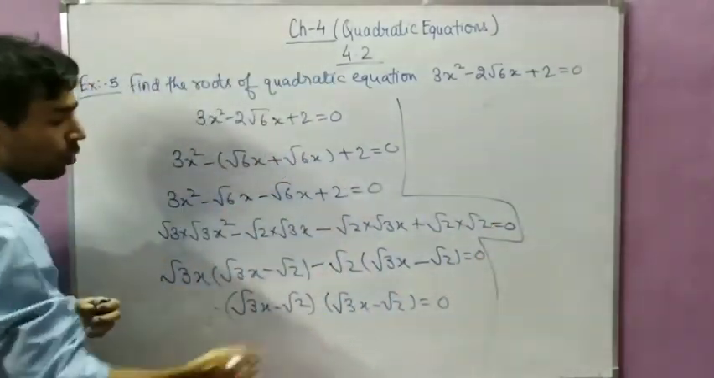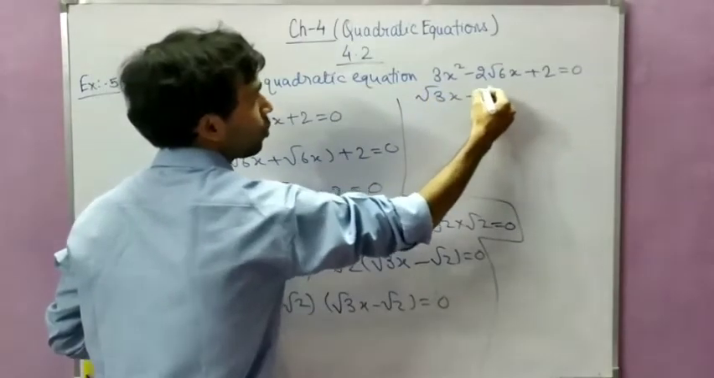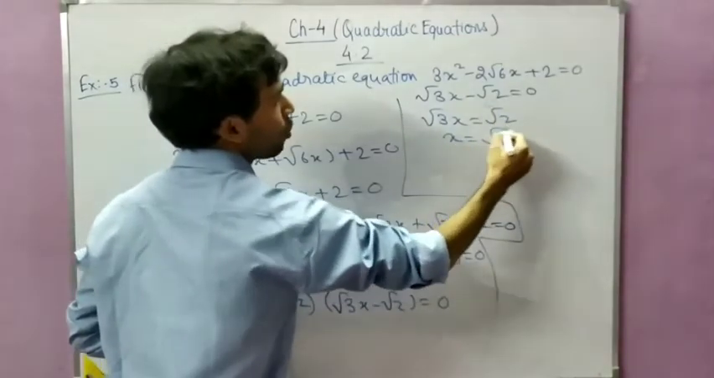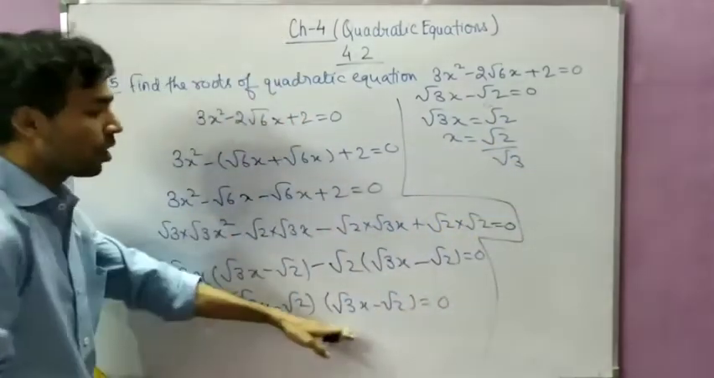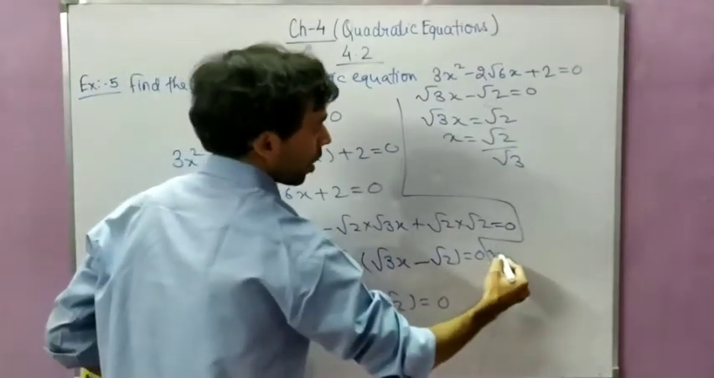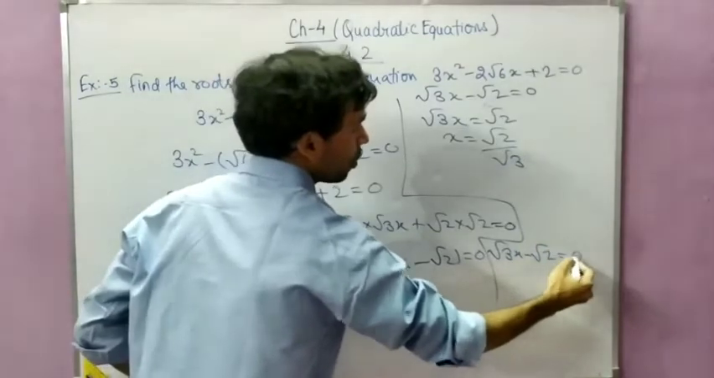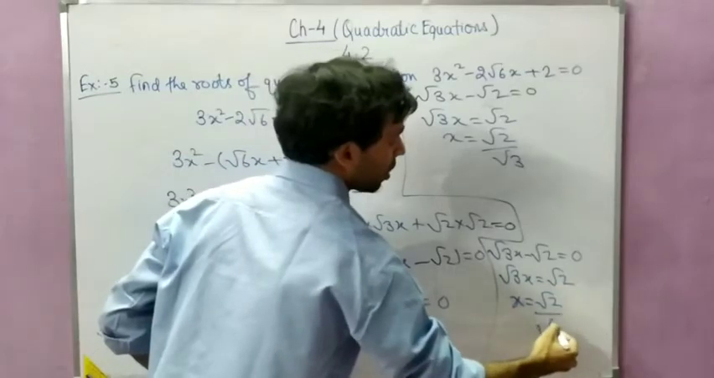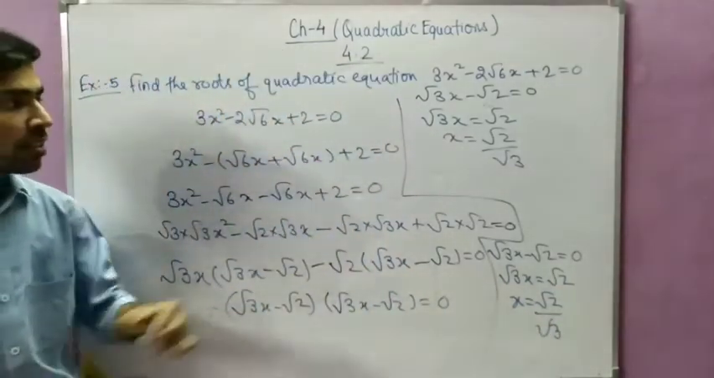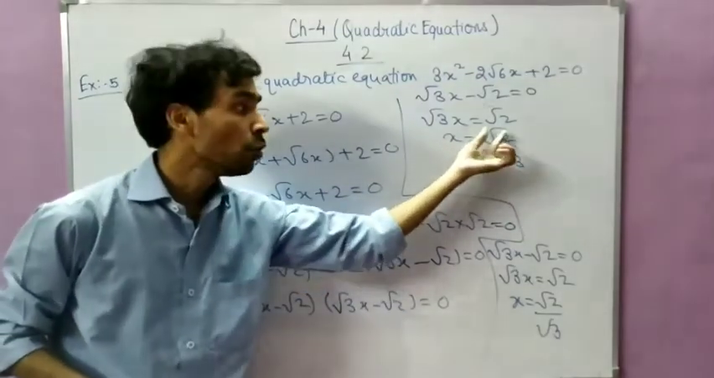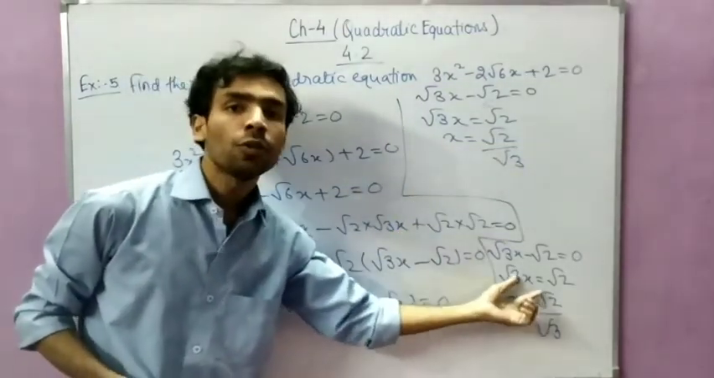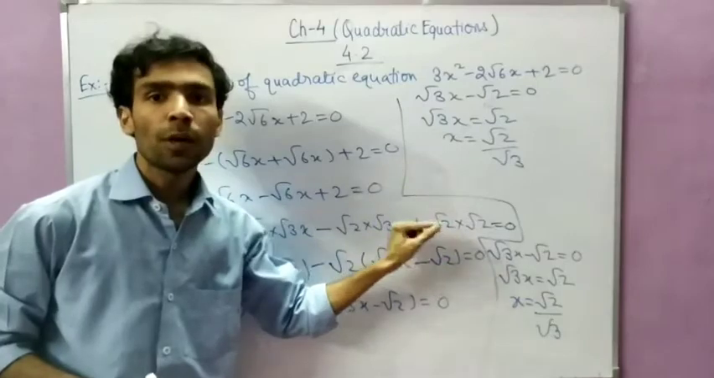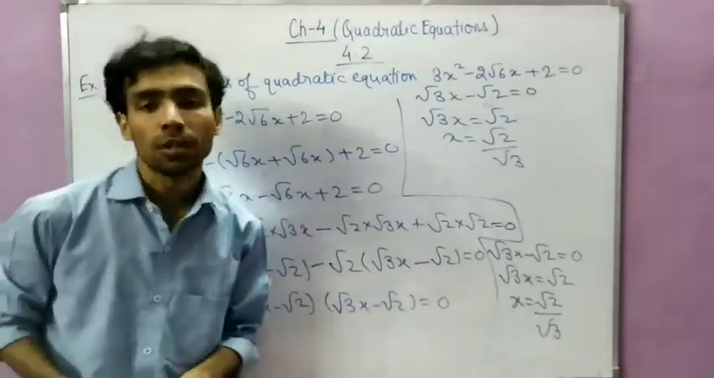Now one by one we will equate to 0. So when root 3x minus root 2 equal to 0, we will get root 3x equal to root 2, or x equal to root 2 by root 3. Same we will do for the next. So root 3x minus root 2 equal to 0, so root 3x equal to root 2, so x equal to root 2 upon root 3. So both values are equal. The first value is under root 2 upon root 3, and the second value is also under root 2 upon under root 3. So the roots of the equation will be under root 2 upon under root 3, comma, under root 2 upon under root 3. Okay.